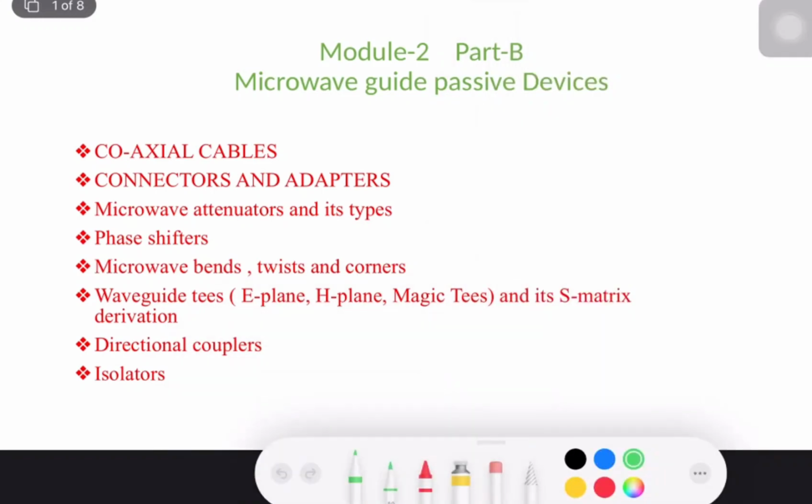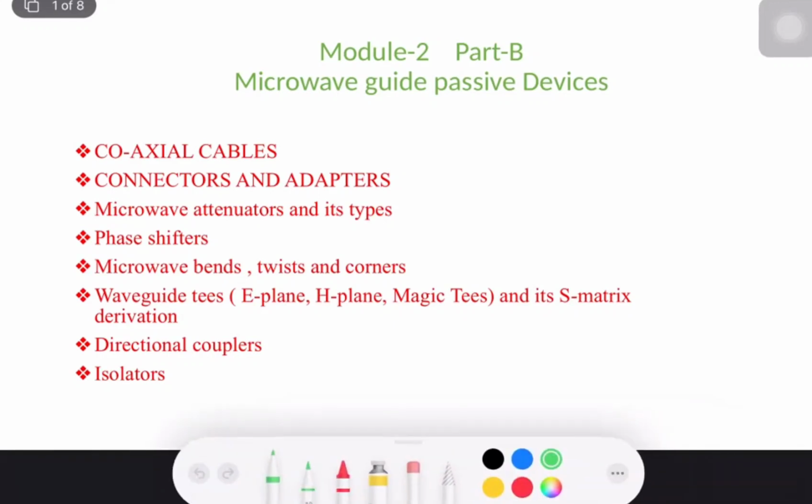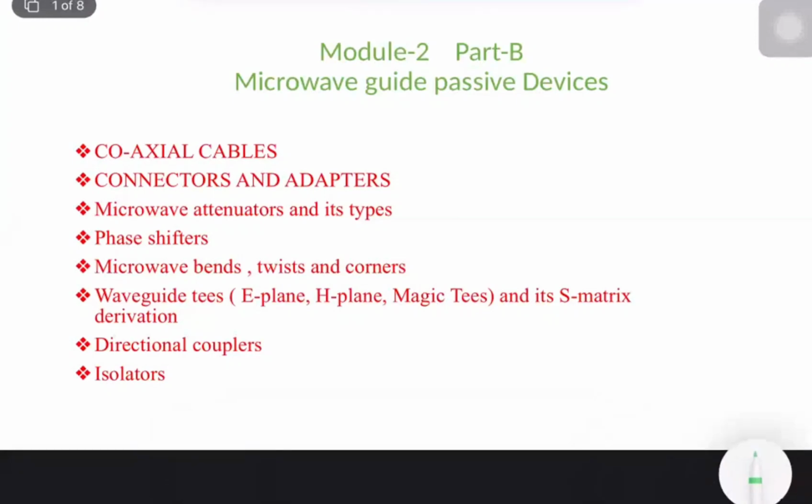Next, you have the microwave phase shifter, which is also one of the passive devices. And next, the microwave bends, twists, and corners, the varieties, directional couplers, and isolators. So all these come under the category of microwave passive devices, which are used in microwave applications.